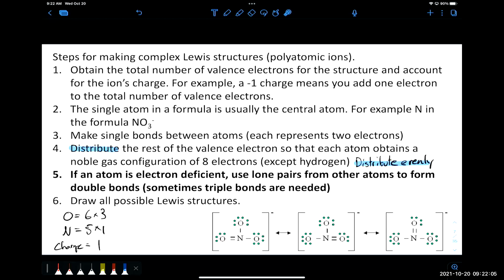Sometimes triple bonds are needed. And then you draw all possible Lewis structures. That's maybe the trickiest part, but I'll try to let you know when there are going to be other structures, so you know to look for them.